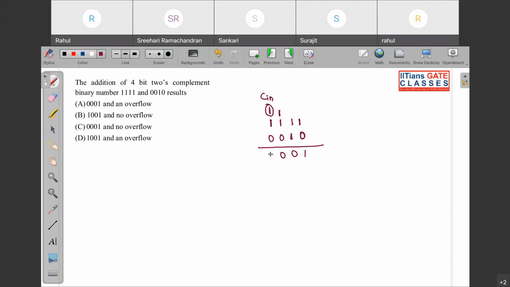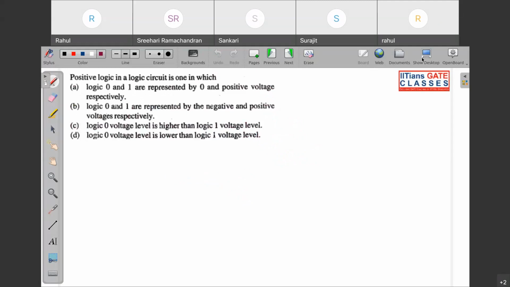1 plus 1, it will be 0. Carry is 1. So this place is C out. So if you see C in XOR C out, this is equal to 1 XOR 1, so that is 0. That means no overflow has taken place over here, and the result that you are getting is correct. So 0 0 0 1 and no overflow. Is that clear, everyone? Okay, fine. So the next question, solve it very quickly.